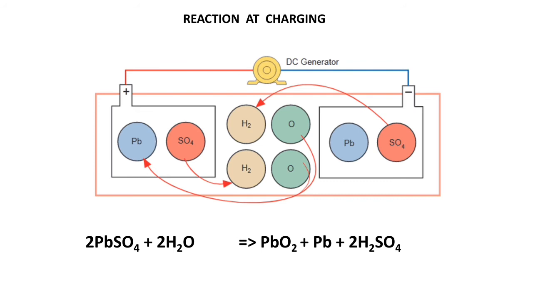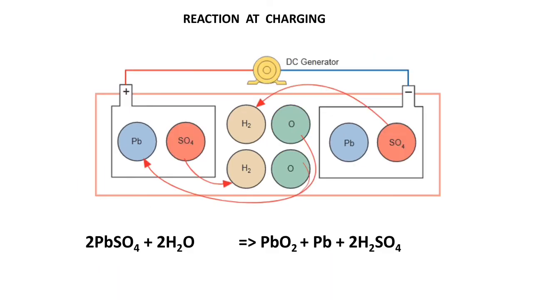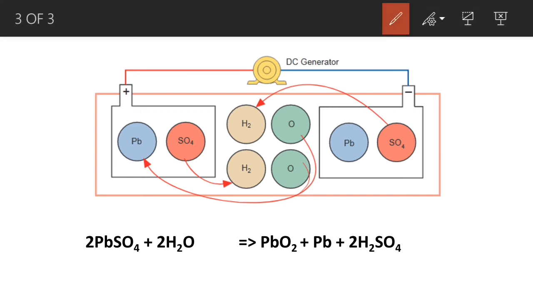As we have seen, on both of the electrodes we have lead sulfate as a product. The lead sulfate formed on both electrodes is going to be converted to lead dioxide at the cathode, and lead at the anode. So here we have lead sulfate on both of the electrodes.